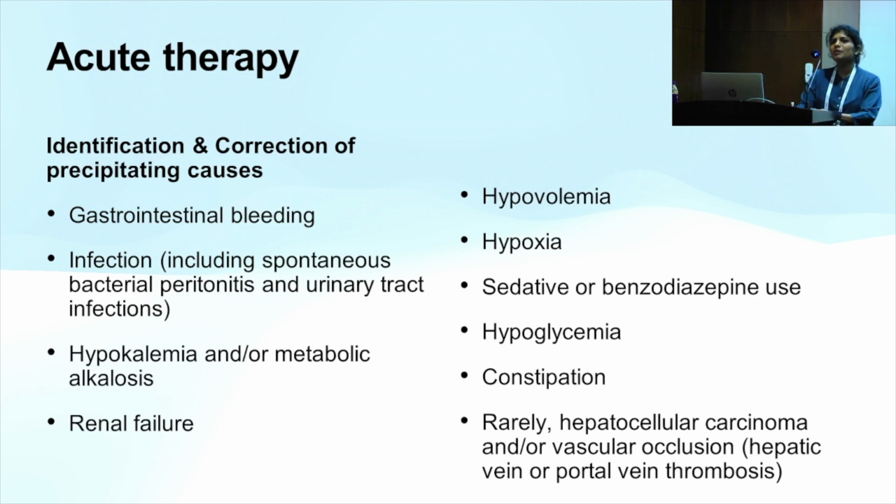Coming to the management of hepatic encephalopathy, the main thing is to identify the precipitating factor. There will always be a precipitating factor, so you have to identify that and treat it. Common ones are GI bleed, infection, and electrolyte imbalances like hypokalemia. Constipation is very common. The patient might be coming with constipation, so it's important to take the history. Anything reversible has to be reversed first.